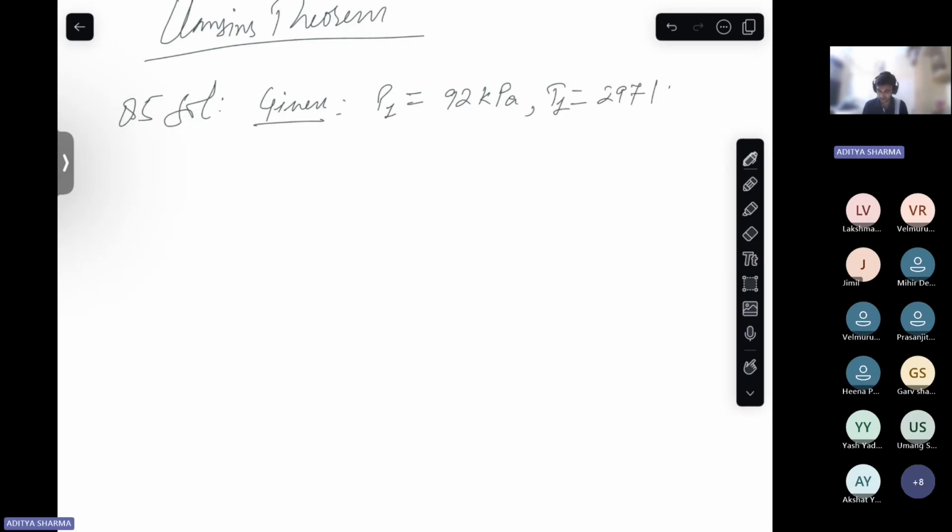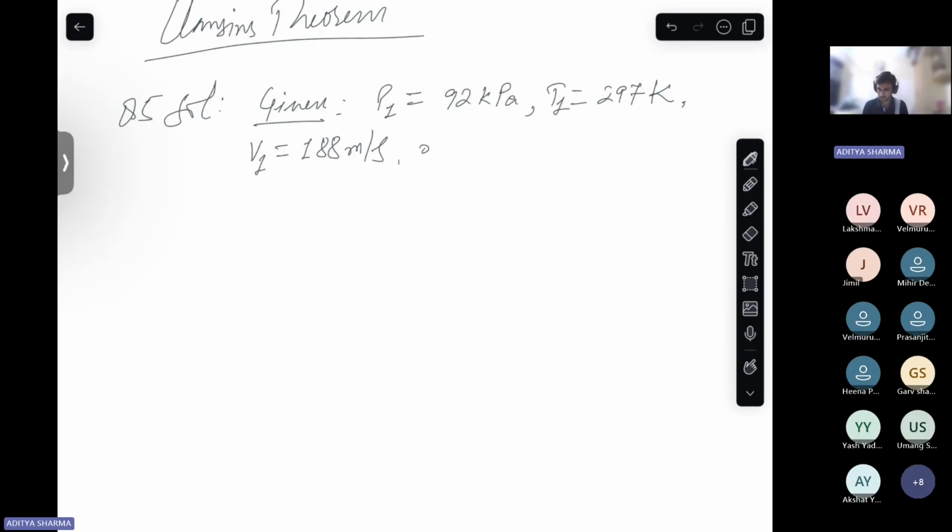This is your 297 Kelvin. Velocity is 188 meters per second. So these conditions are at the entry of your nozzle, sorry, diffuser, right? You're discussing the diffuser.